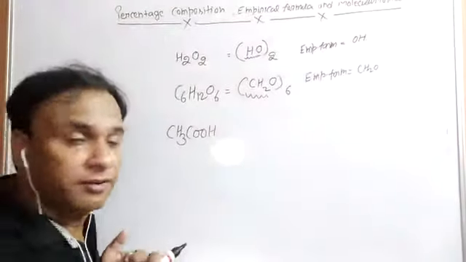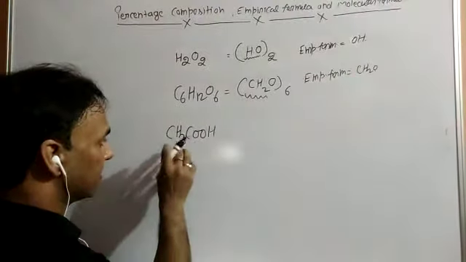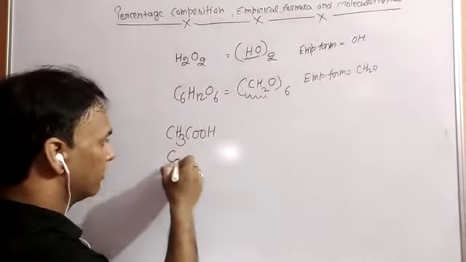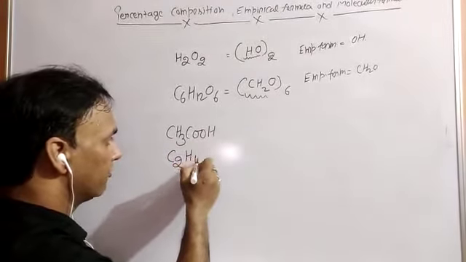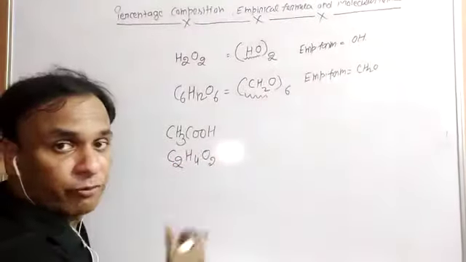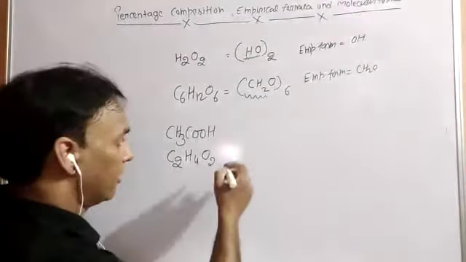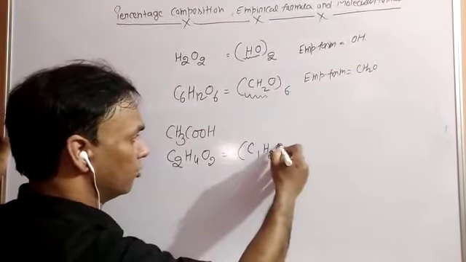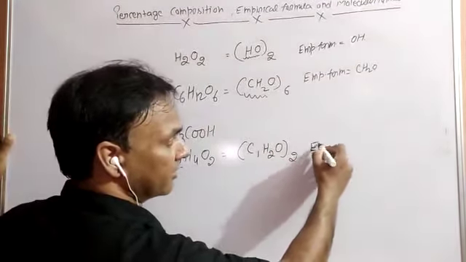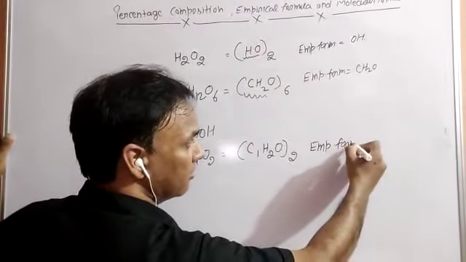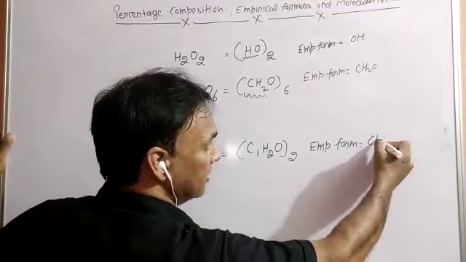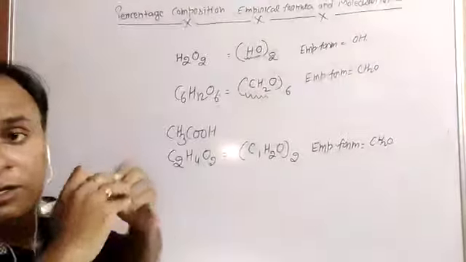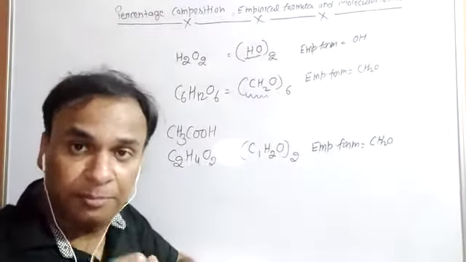Next example, when we talk about CH3COOH, it is called acetic acid. First you have to combine all the elements, which means it can be written as 4 hydrogen, that means C2, H4 and O2, which means here 2 can be taken common, means C1, H2, O1. Here its empirical formula is CH2O, same as glucose, C6H12O6.